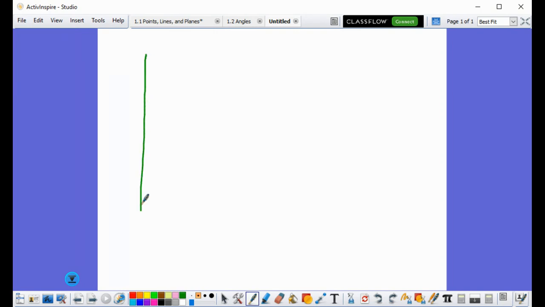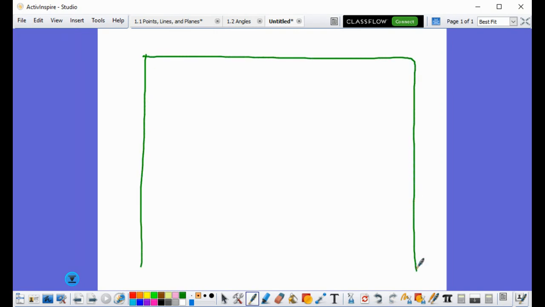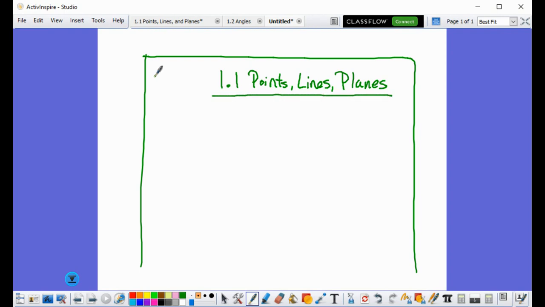If this is your note page, you should have the title, which in this one is 1.1, Points, Lines, and Planes. And I like for you to underline it or highlight it in some way. That way you can easily find it when you need to. And please put the date, whichever day that you're taking those notes, so you keep track of it. And then you'll go ahead and write all your notes that I tell you to write.